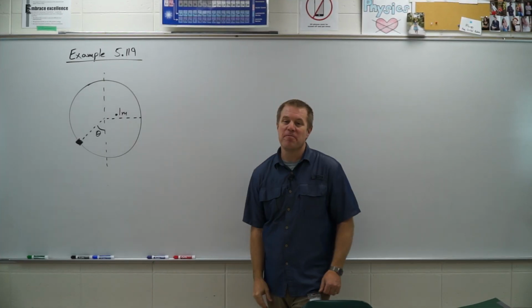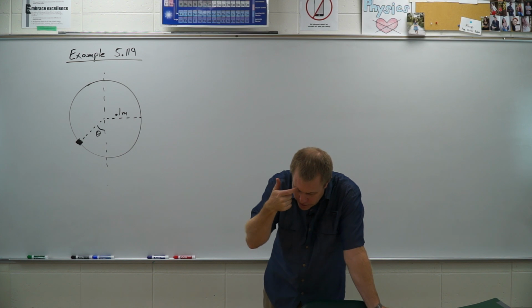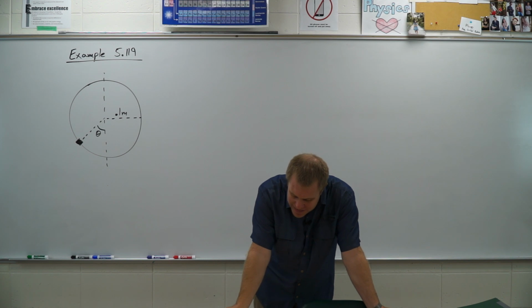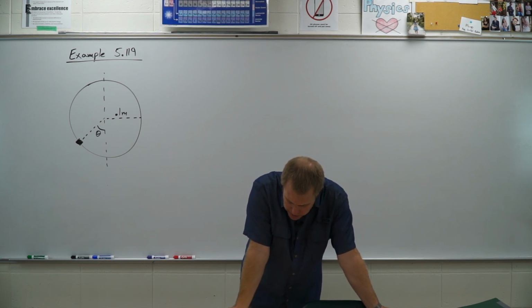A look at example 5.119. It says a small bead can slide without friction on a circular hoop that is in a vertical plane and has a radius of 0.1 meters. The hoop rotates at a constant rate of 4 revolutions per second about a vertical diameter. Find the angle at which the bead is in vertical equilibrium.